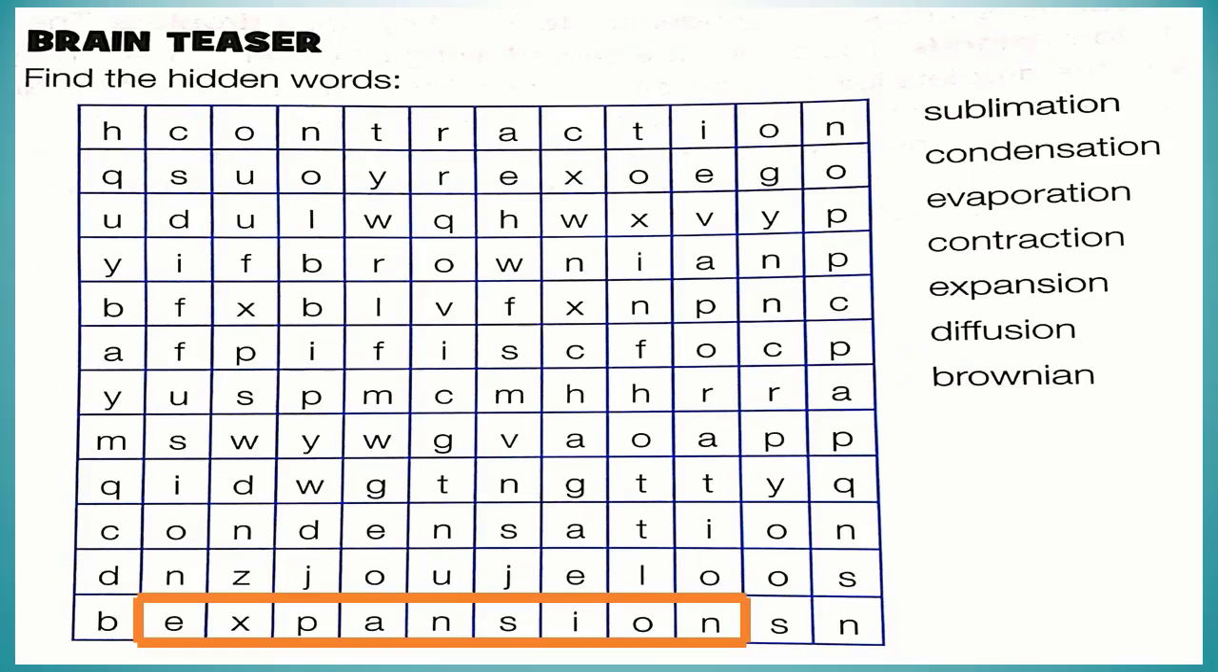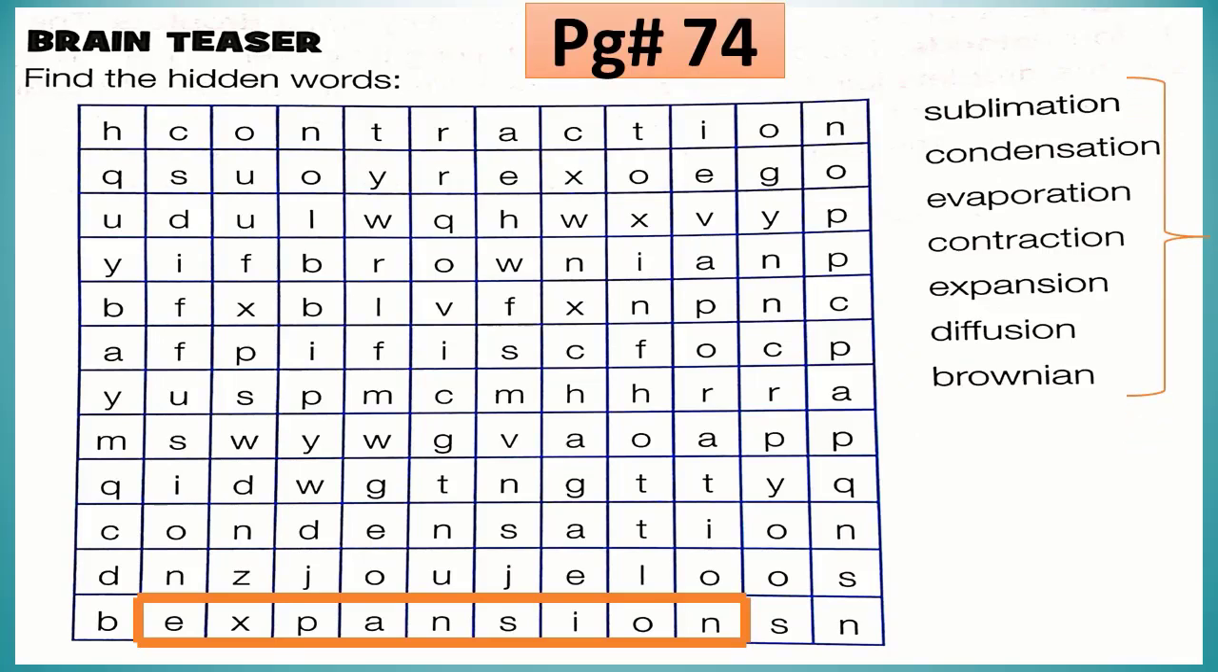So dear students, here is an activity for you on your science textbook page number 74. Now here are words given at the right side of the box. So you have to find out these hidden words from the box and circle them. One is done for you, so you have to circle them this way.